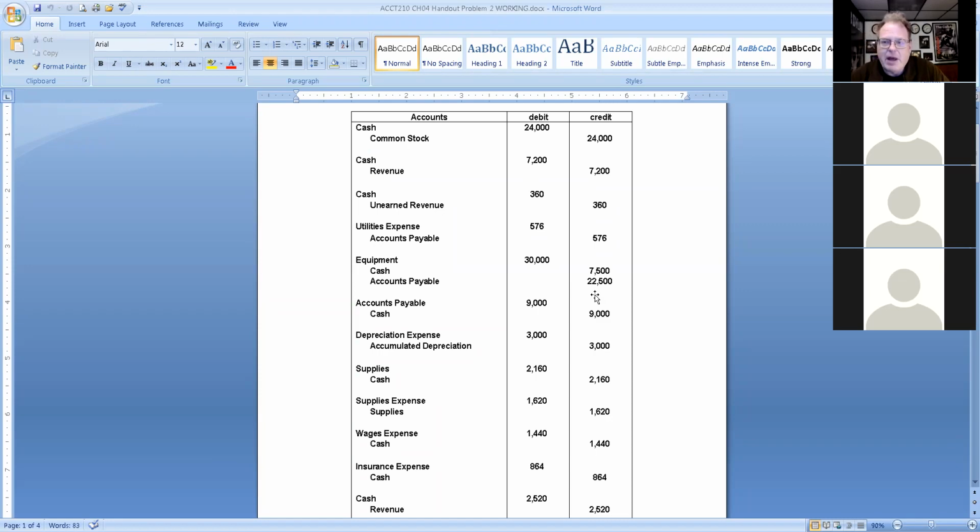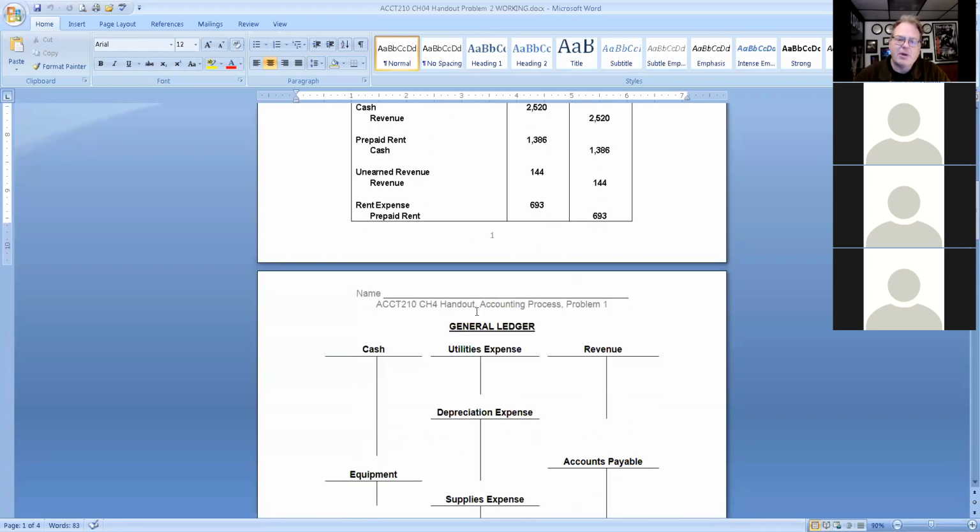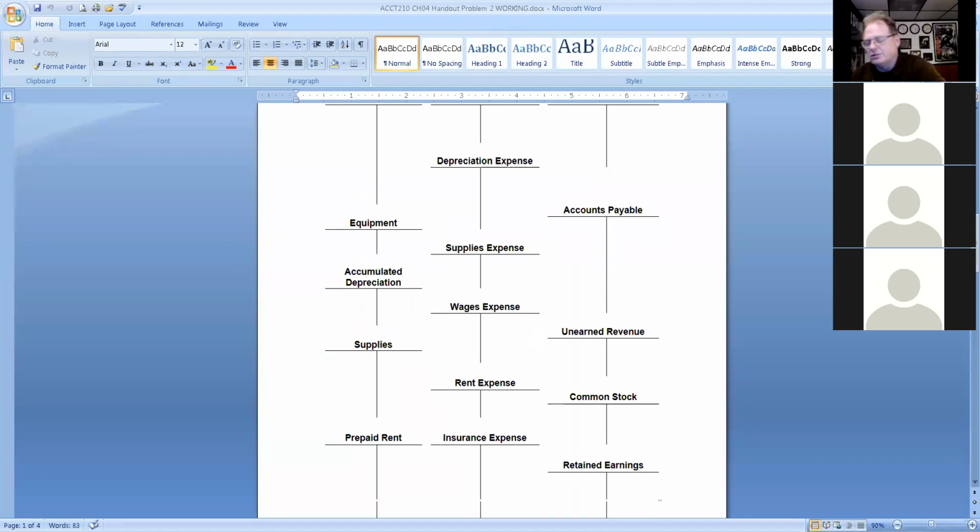But if we want to get the balances, we have to take these accounts and put them into what's on the second page here. It looks like this is a ledger. It's a ledger. I'm going to do something.